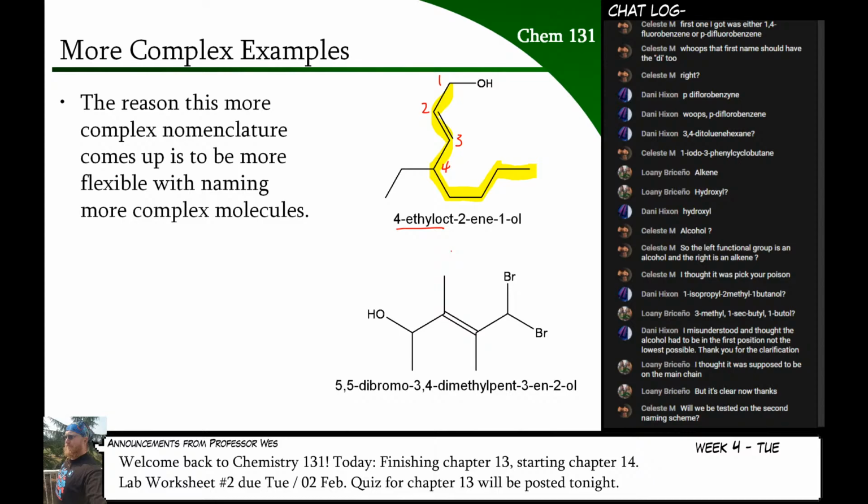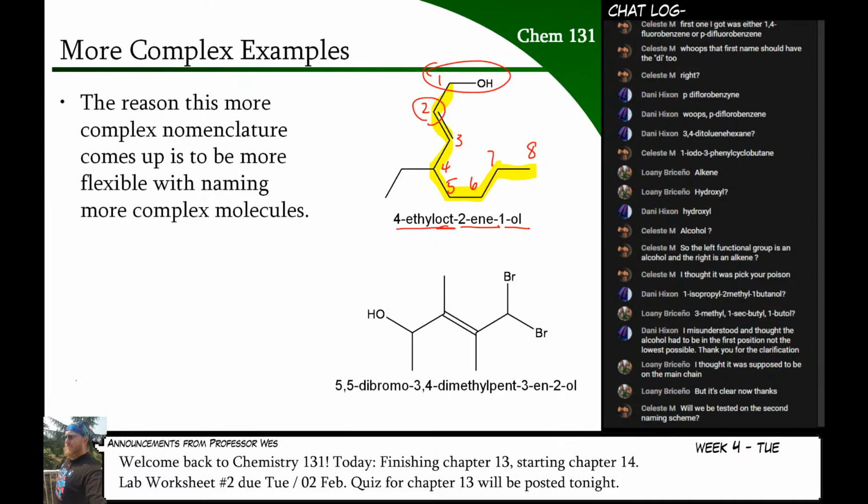And then you'll see that what ends up going on here is instead of saying 2-octene or 1-octanol or something like that, we write oct because it is an 8-carbon chain. And then 2-ene is this right here. And then 1-ol is this right here. Yes, it looks really stupid, doesn't it?